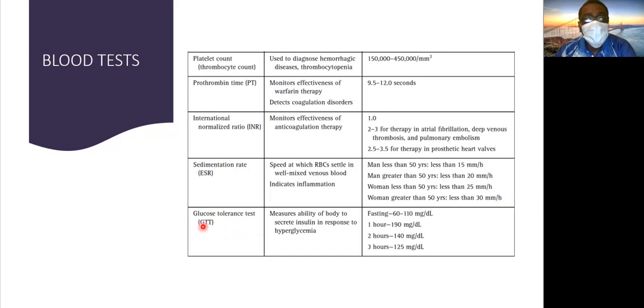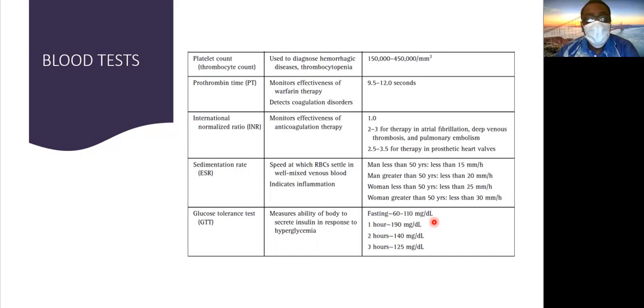If we look at our GTT, your glucose tolerance test, this test measures the body's ability to secrete insulin in response to induced hyperglycemia. So to achieve this, you give your patient a glucose load, usually a very sweet drink of about 75 grams. Your normal blood values for a 75-gram GTT measured sequentially in a fasting state should be between 60 to 110 milligrams per DL.